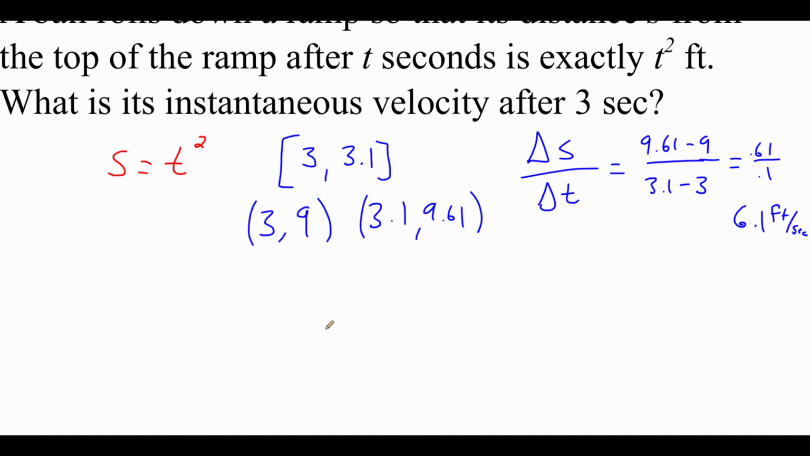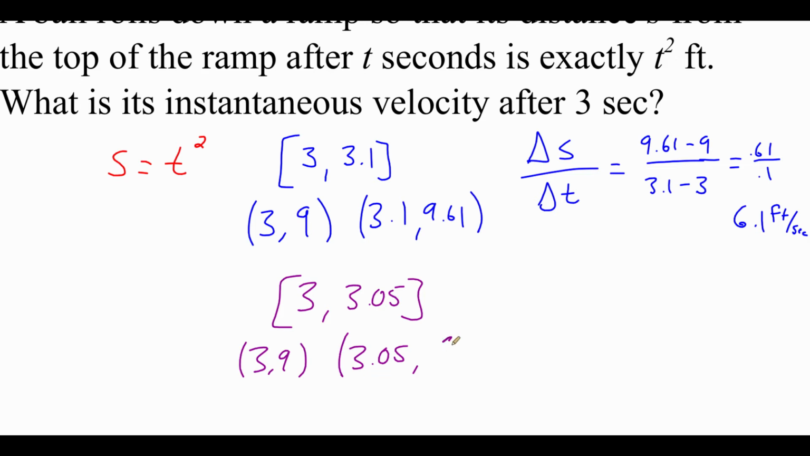Now, like we said, what Galileo did was he used smaller and smaller intervals to try to help him approximate that instantaneous velocity. So instead of going from 3 to 3.1, what if we went from 3 to 3.05? So we're shrinking that time interval. Now, we're still going to get that 3, 9 ordered pair, because 3 squared is 9. If we use this time of 3.05, when we square that, we're going to get 9.3025.